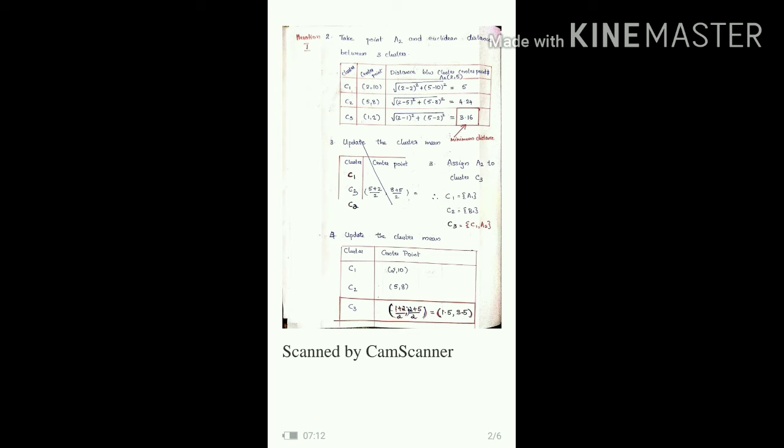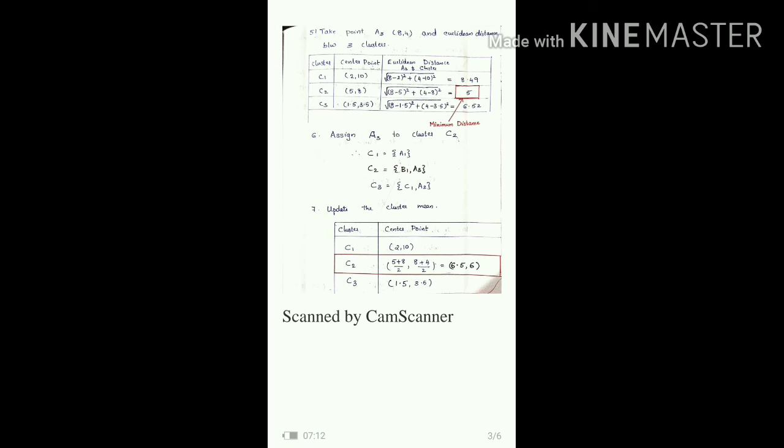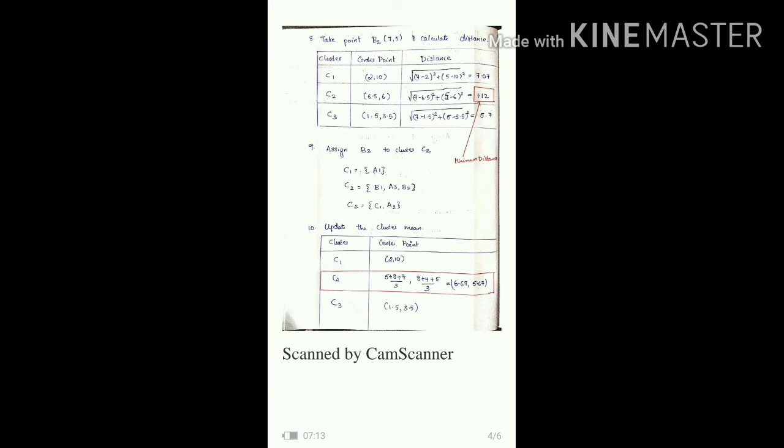So this is the step. Now we take another point, A3, which is (8, 4). We calculate again the Euclidean distance. The lowest Euclidean distance is 5, which belongs to cluster 2, so we assign A3 to cluster C2. After assigning A3 to the particular cluster, we recalculate the mean value. The newest mean value is (6.5, 6). In the next step, B2 is the next point, that is (7, 5).